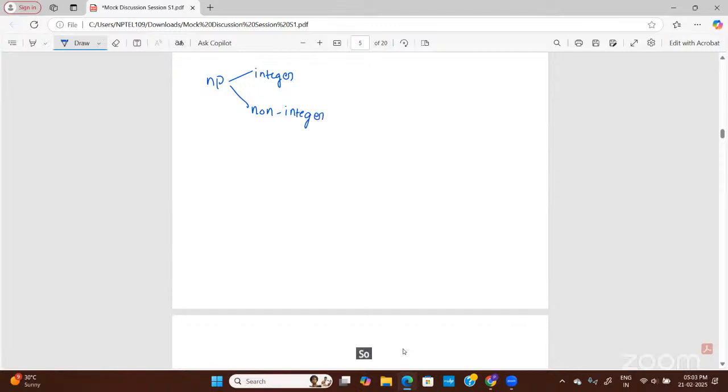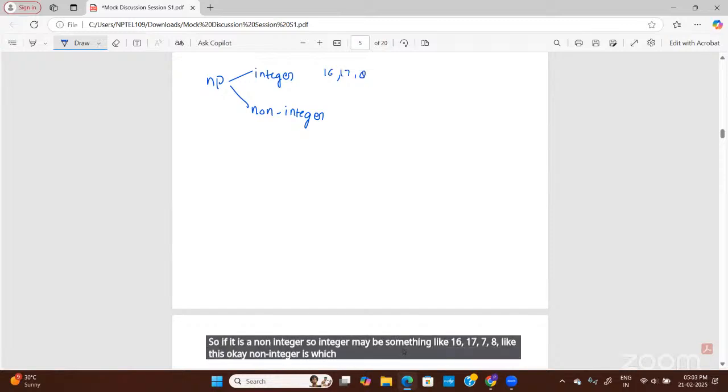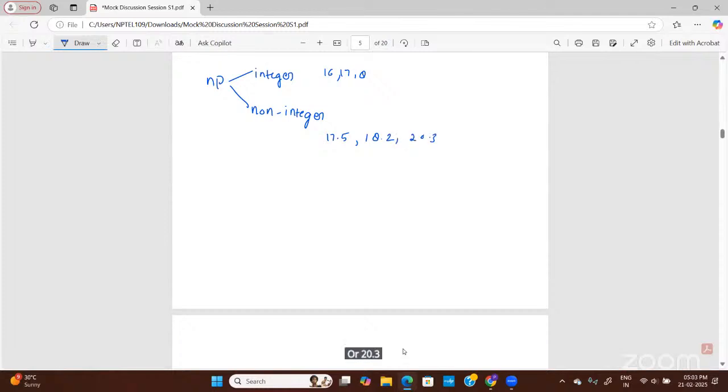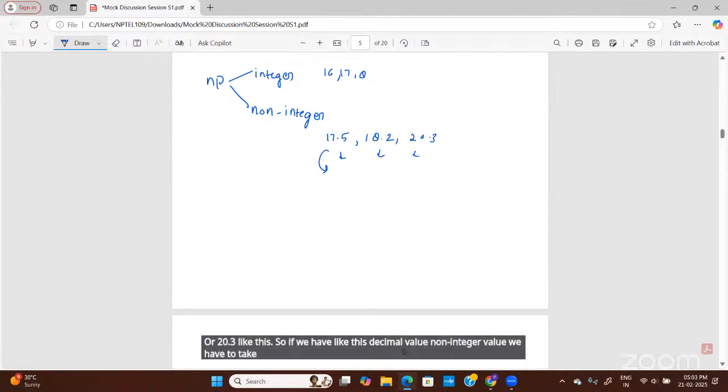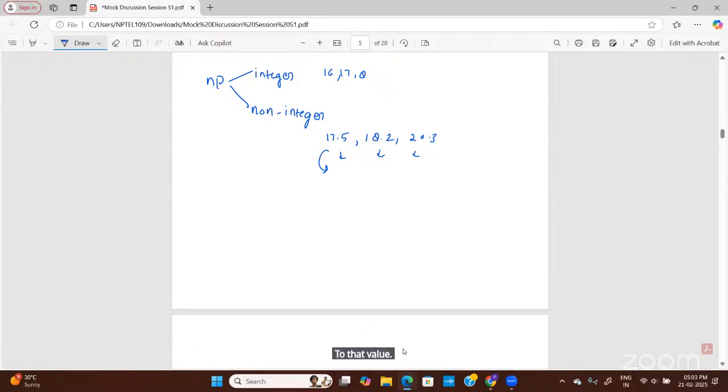So if it is a non-integer, so integer may be something like 16, 17, 7, 8, like this. Non-integer means we have some decimal value, like 17.5 as in our case, or 18.2 or 20.3. If we have a decimal, non-integer value, we have to take the next integer to that value. So for 17.5, the next integer is 18.